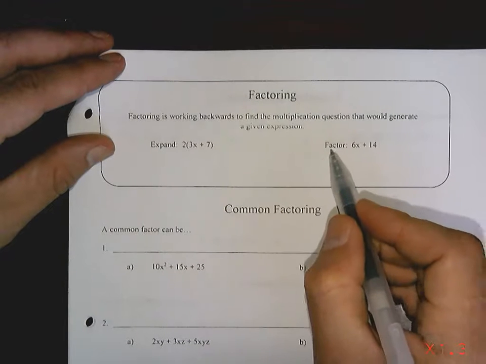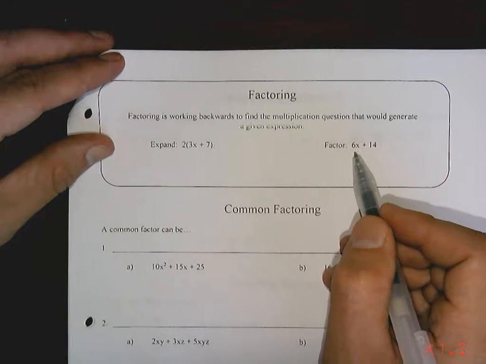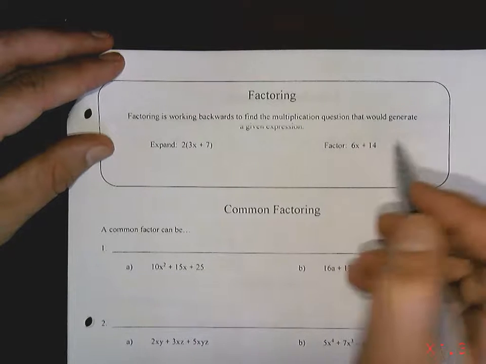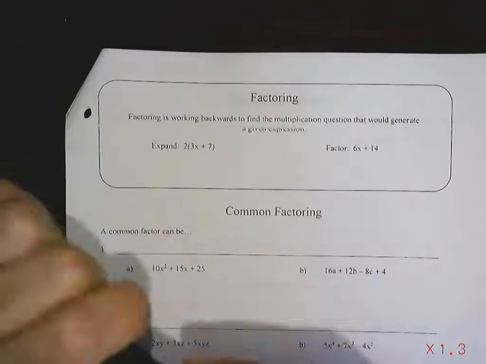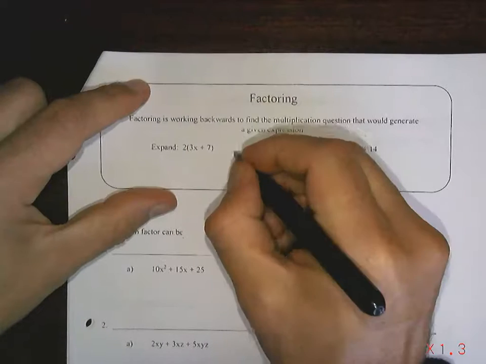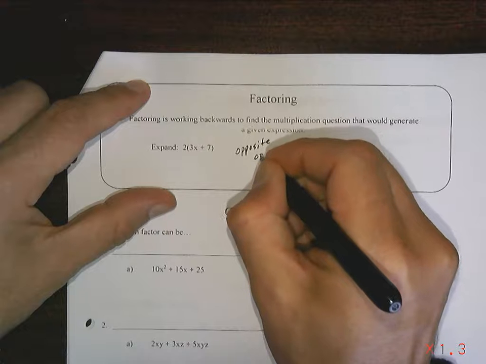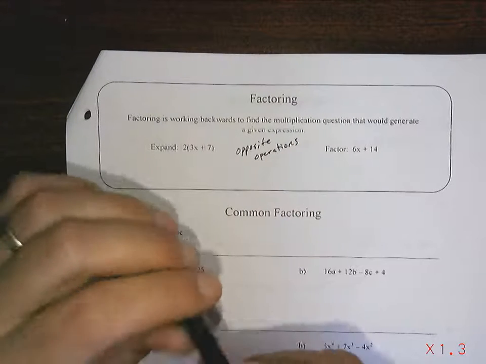So this question says factor. So this means I want to go backwards and find out the multiplication question that would create this. So expand is different than factoring. In fact, expanding and factoring are what we call opposite operations. They undo each other. So I'm going to make this a little bit bigger.